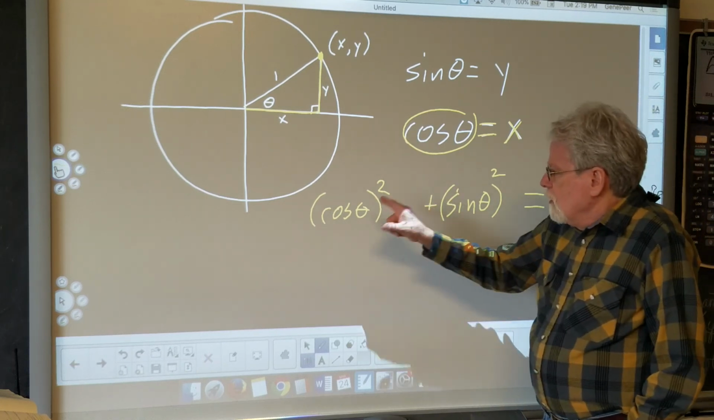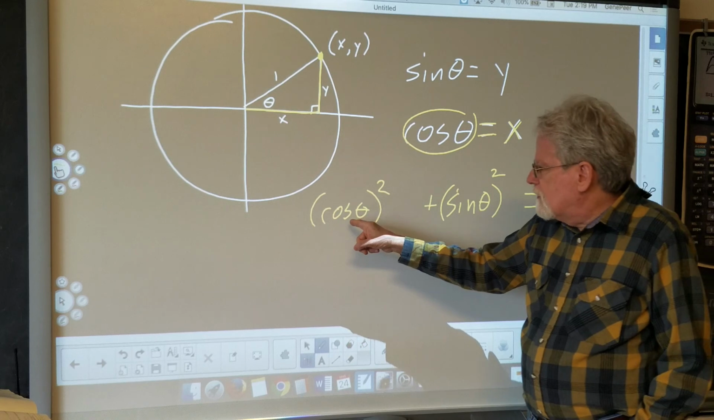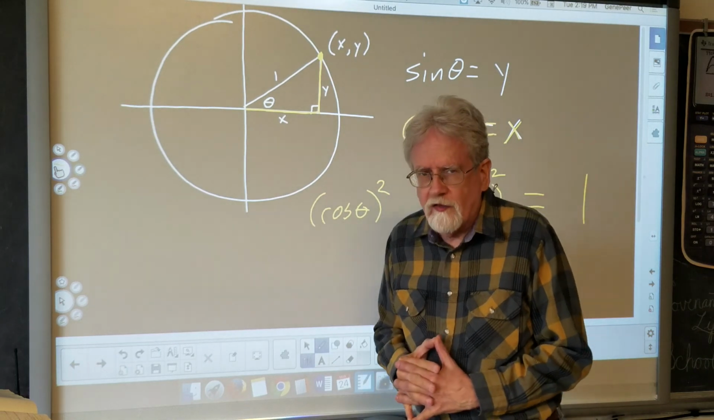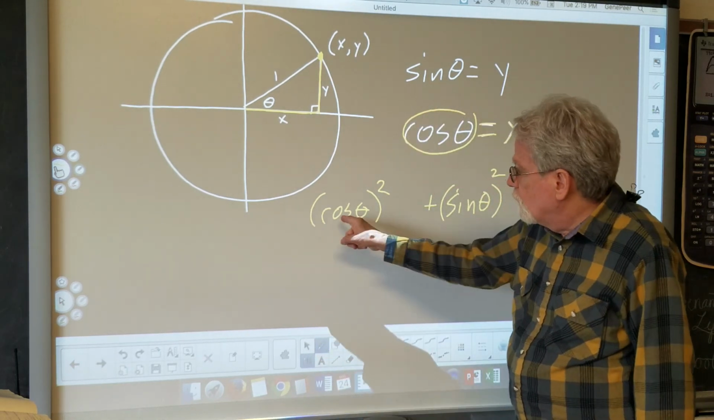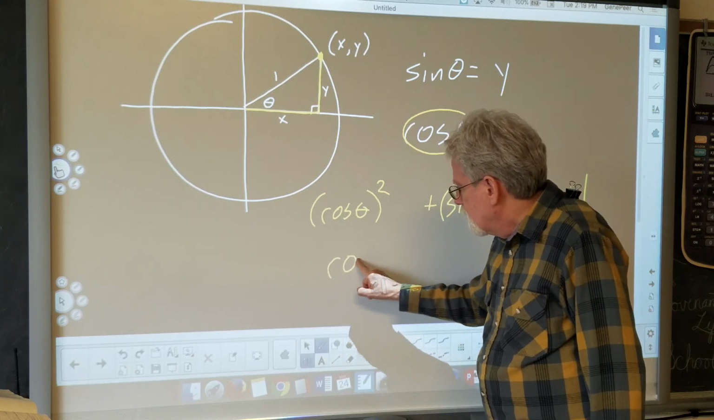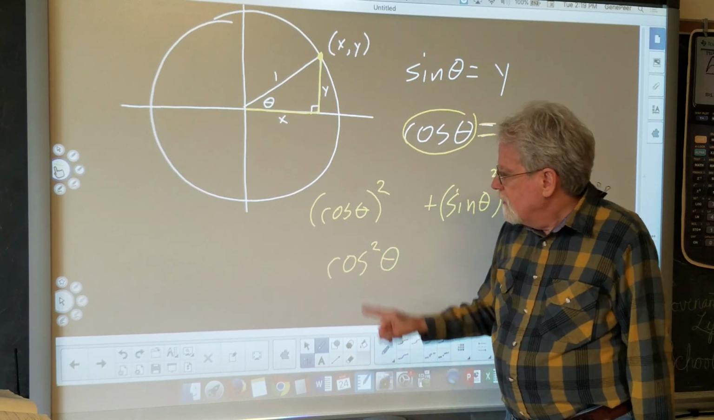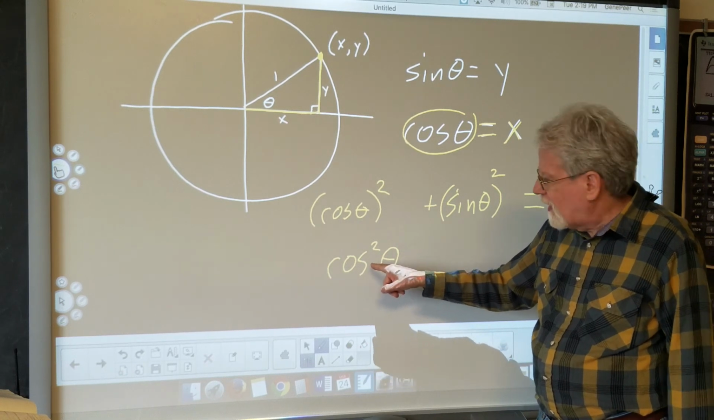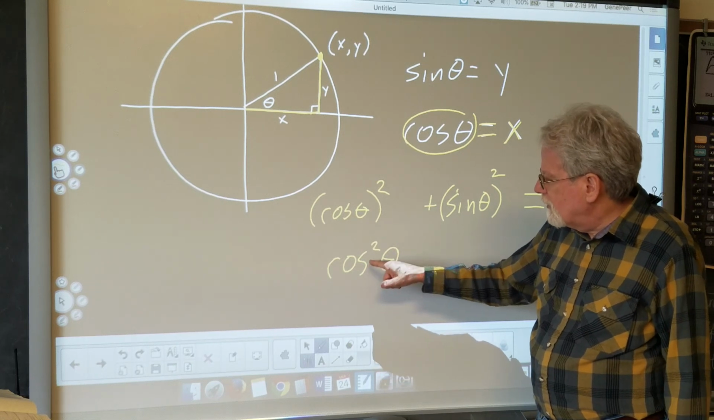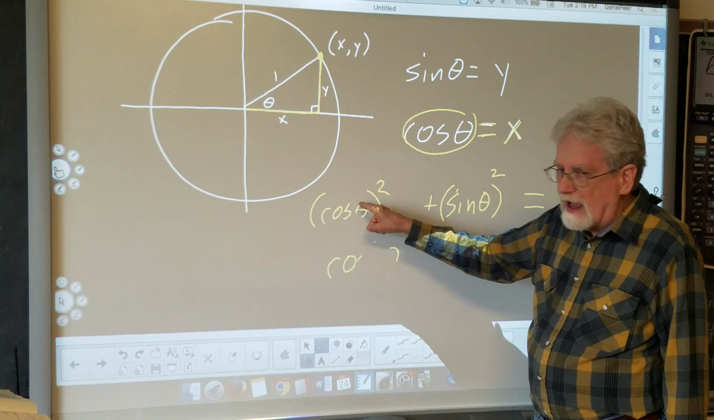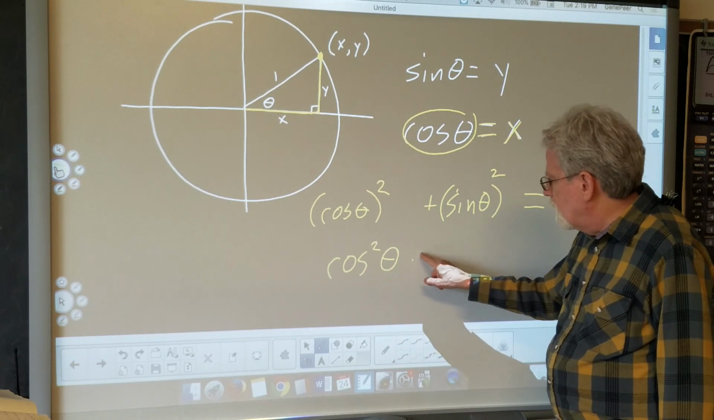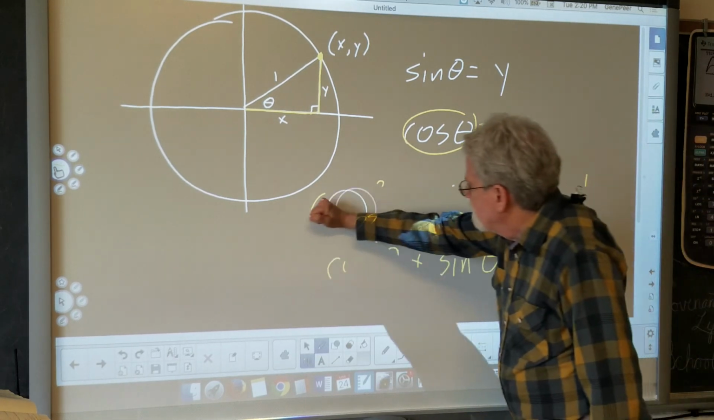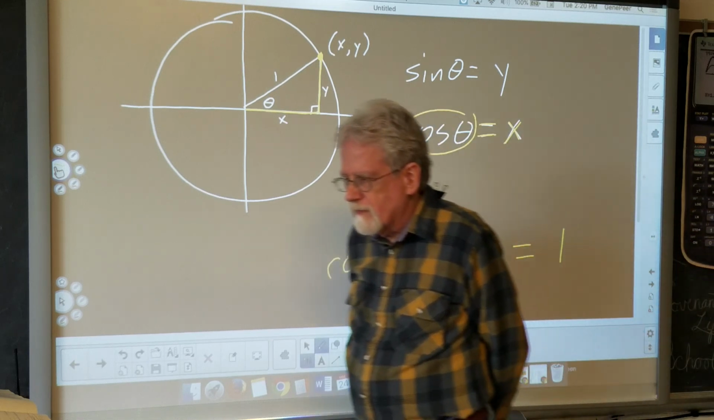By the way, to simplify things, we do not normally write this as cosine theta squared. We write it in a way that perhaps logically makes no sense, but it's the way it's done. We don't write cosine theta squared, we write cosine squared theta. I would have to agree that this makes no mathematical sense in itself, but we simply understand that this is a shortcut way of writing that. So we'll write cosine squared theta plus sine squared theta equals 1 as one of our fundamental trigonometric identities.